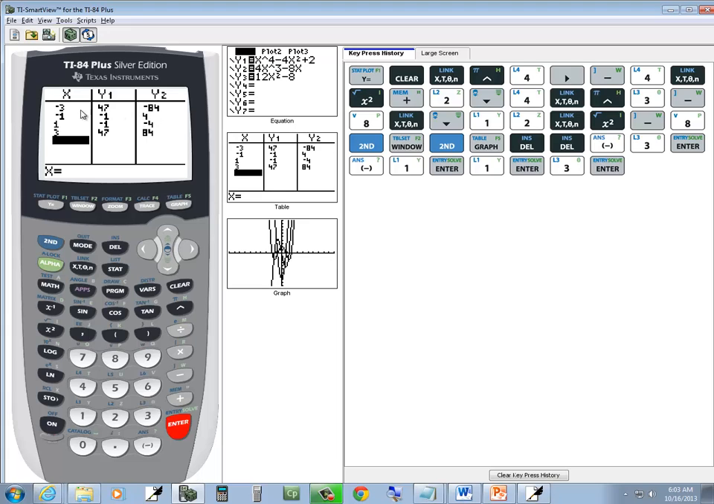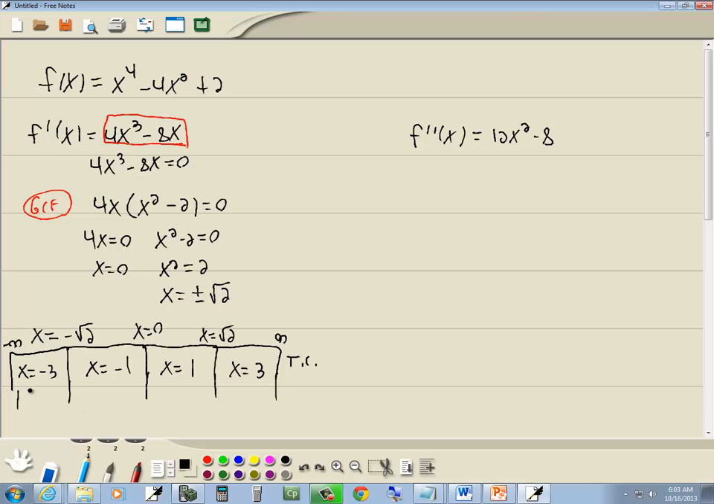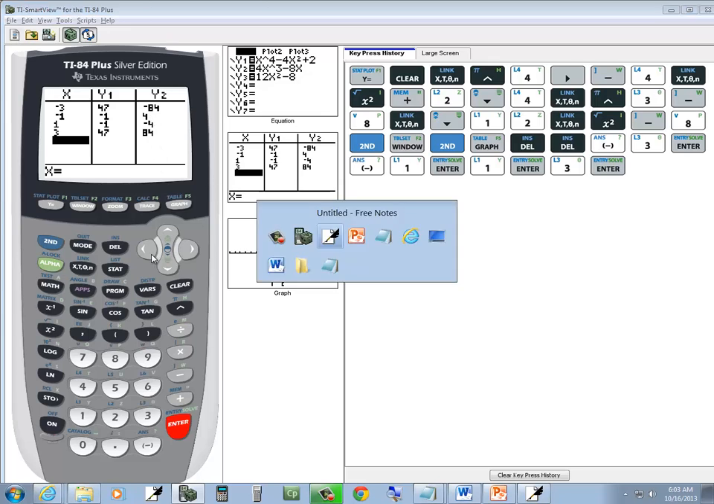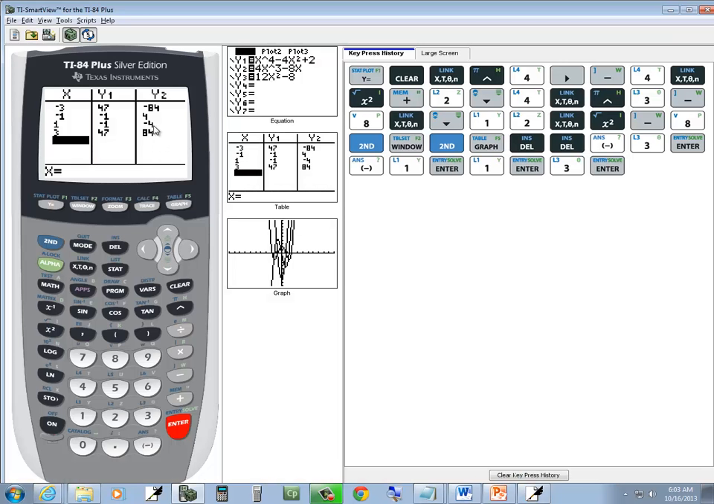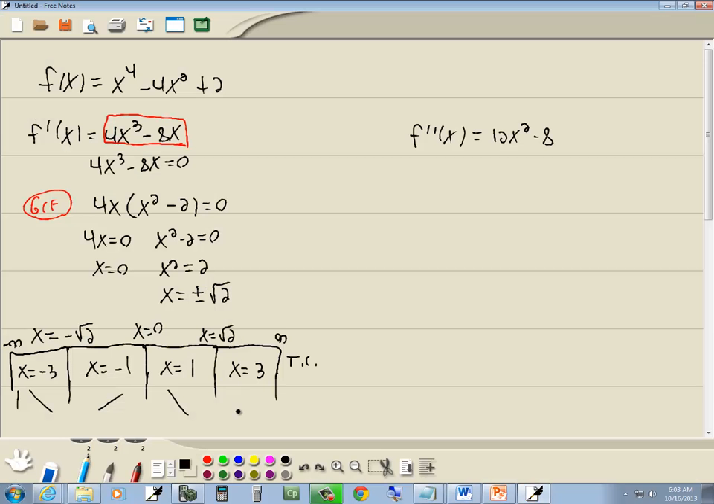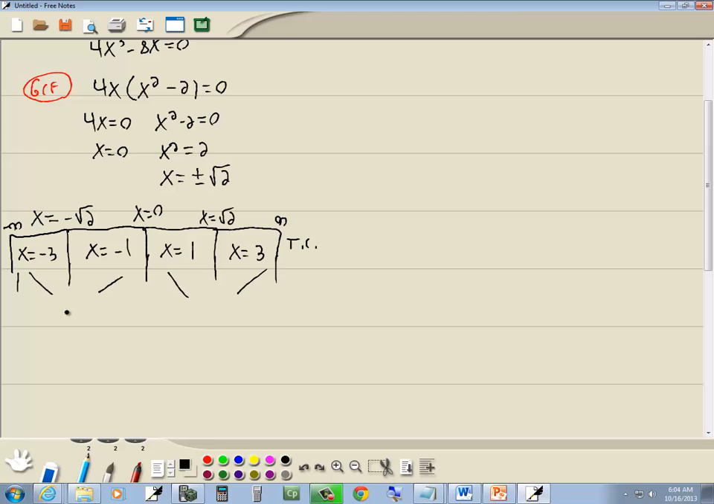Plugging negative 3 in, we get negative, so that's decreasing. Put negative 1 in, it's positive, so it's increasing. Put 1 in, it's negative, so it's decreasing. And 3 in, we get 84, which means it's increasing. Because remember, this is the first derivative test. We plug our critical values into our first derivative. That means this is decreasing, changes to increasing, so this is a min. This changes from increasing to decreasing, so this is a max. This changes from decreasing to increasing, so this is a min.